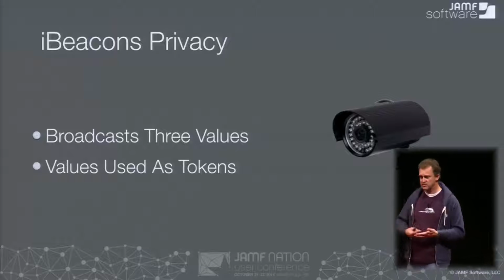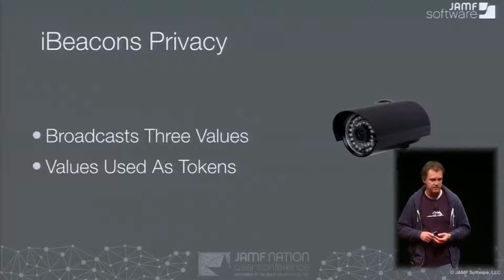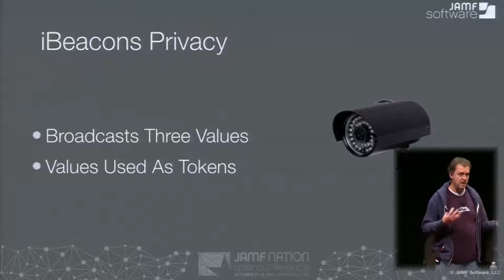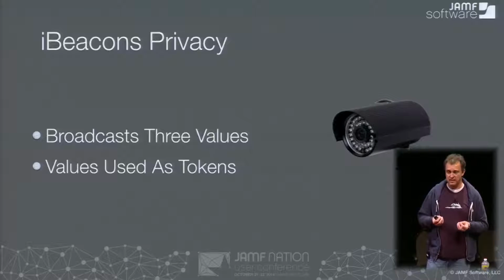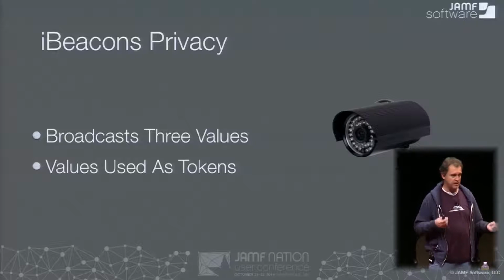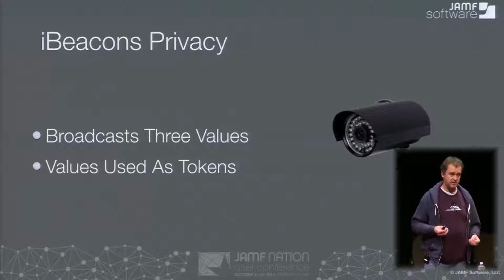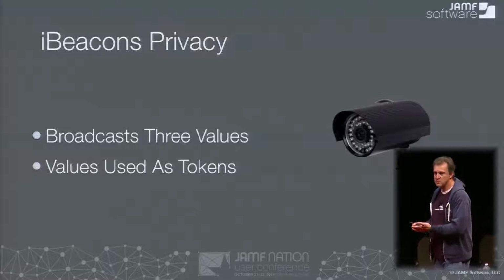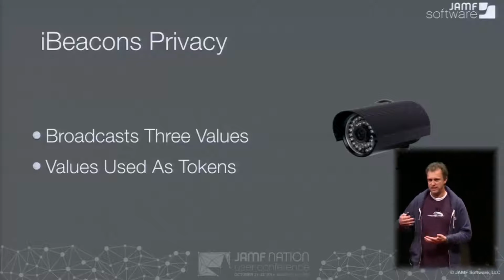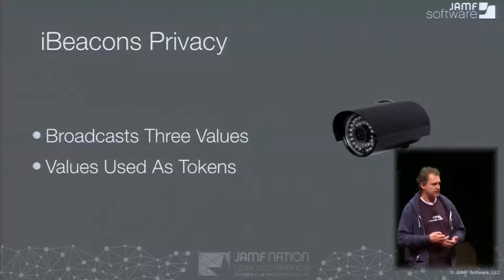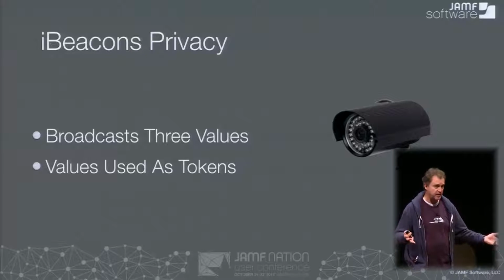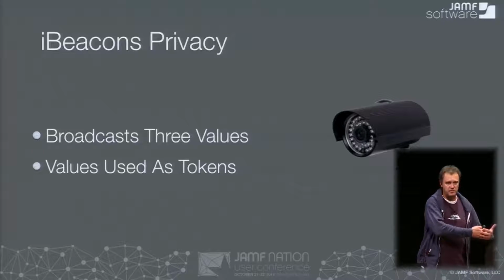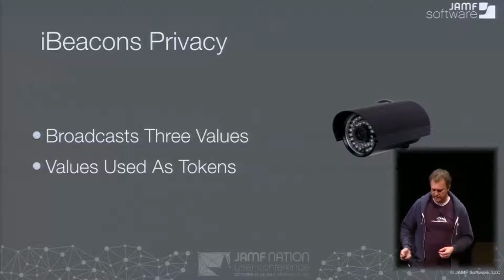Really, when you get down to it, once you get past all the technical details, iBeacons just broadcast 3 values. And it's up to some other application to make use of those values. That other application can do evil, or in the case of the JSS, it can do good, right? And those values being used as tokens can let you do things like inventory. They can let you do things like making users' lives easier by showing them configuration profiles based on which room they're in, or things like that.